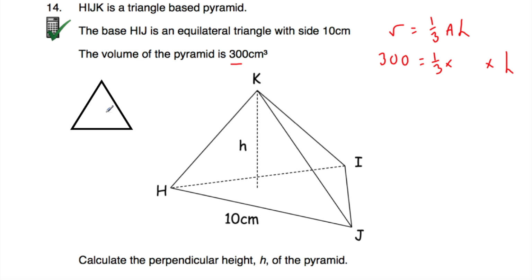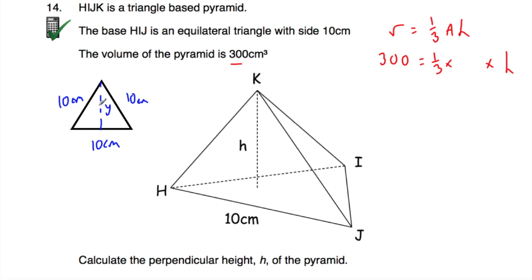And in terms of the equilateral triangle, we know the side length is 10 centimeters. That's 10 centimeters, 10 centimeters, and 10 centimeters. And we want to find the area of this equilateral triangle. So we're going to do half the base times the height. So let's find the height of this equilateral triangle, and I'm going to label that y.